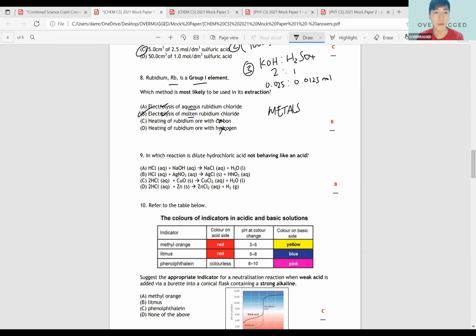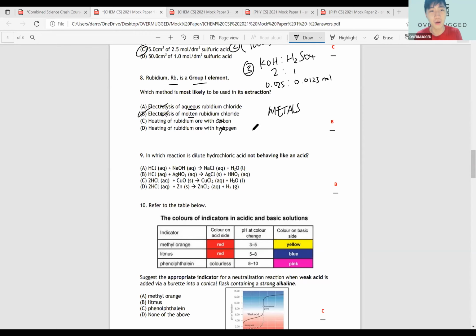Does it mean aqueous is not as reactive? No, this isn't about reactivity, but about the choice of what your electrolysis is acting on. Because you add in water, this one you don't really learn, because in combined science there isn't a chapter on electrolysis. But the main takeaway is to remember that if we're doing electrolysis of a certain compound for extraction, it has to be in molten state. I don't want to overcomplicate things. We keep things as per what we are required to know.